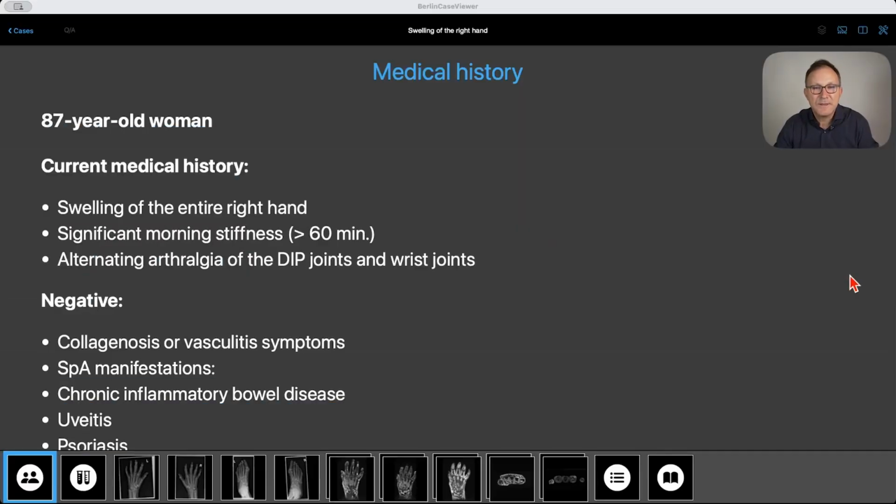So here you see the medical history of this lady. We can learn that this is already an 87-year-old woman. She currently has swelling of the entire right hand. There's significant morning stiffness, that means 60 minutes and more. And she also has arthralgia in the DIP joints and the wrist joints.